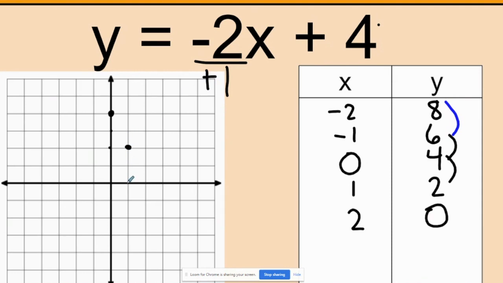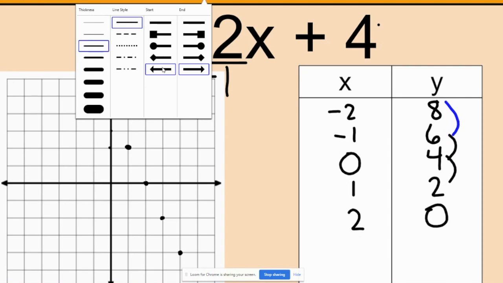Then I go down 2 over 1, then I go down 2 over 1, and I'm going to basically fill up the graph, down 2 over 1. I kind of ran out of room, so I'm not going to do it, but then I'm going to go backwards, up 2, backwards 1. See how it fills in the line there? So let's go ahead and make a line.